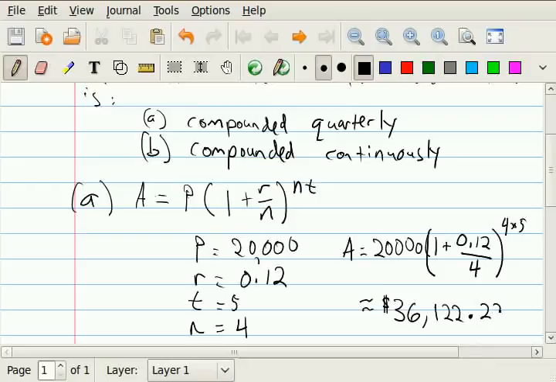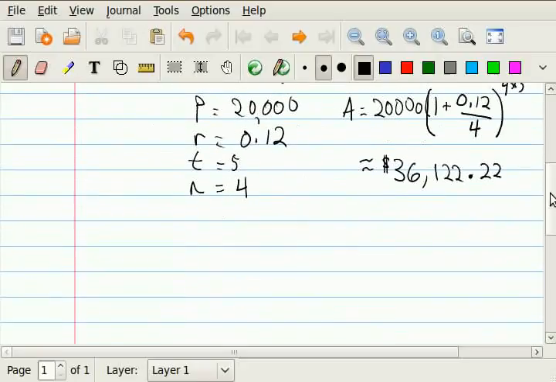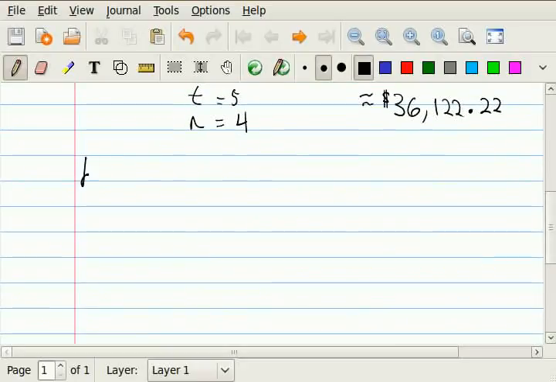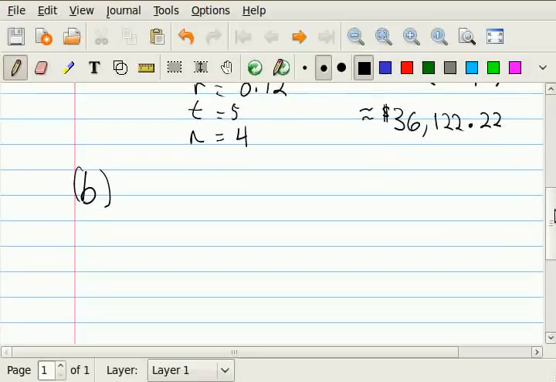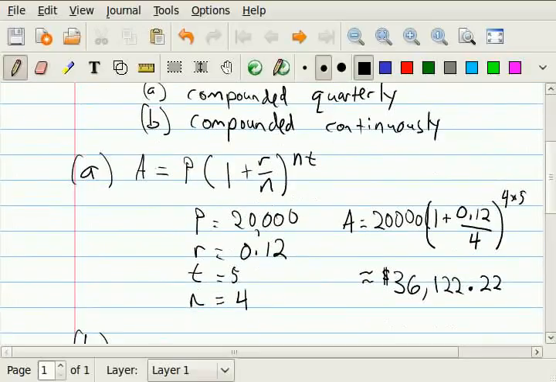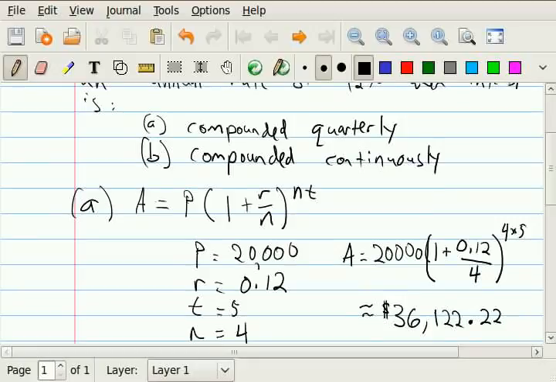About $36,122.22. We usually round dollar figures to the nearest penny. So 12% interest, compounded 4 times a year for 5 years, this is what our money would turn into. About $36,000. By the way, if anyone can find a 12% per year investment, you might let me know. That's a pretty good rate right now. Okay, but one other scenario, and by the way, if I had asked you to compute this investment compounding monthly instead of quarterly, it'd be the exact same thing, except n would be 12, because there are 12 months in a year. But there is a different formula, and it's this one.